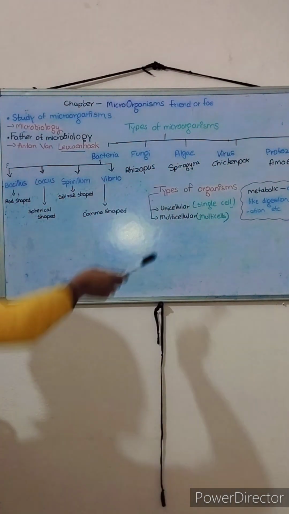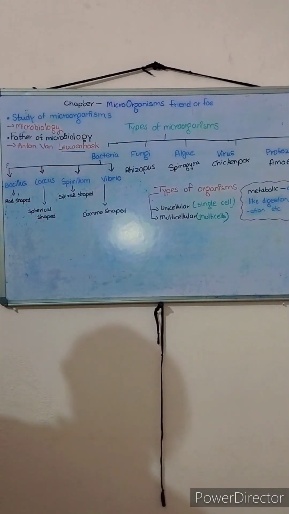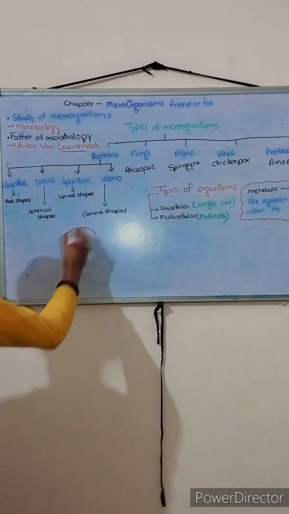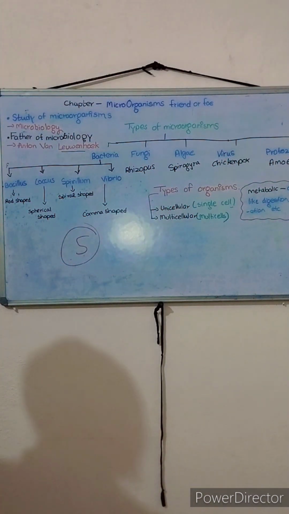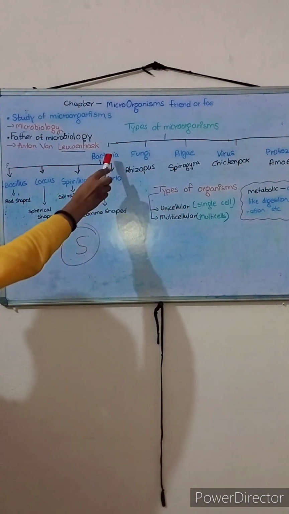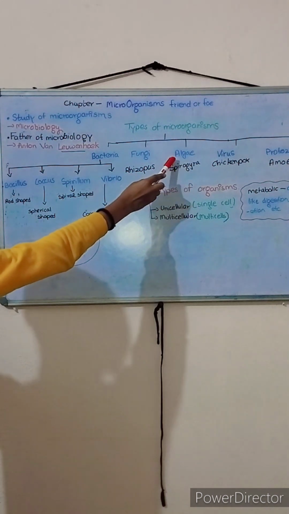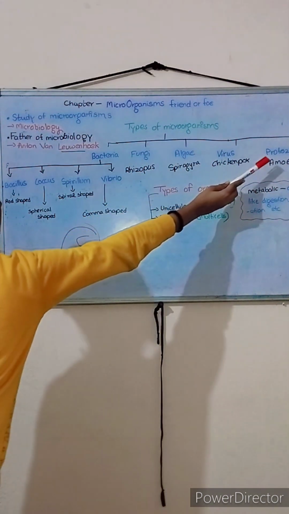So now let's study the types of microorganisms. There are basically 5 kinds. How many kinds? 5 kinds of microorganisms. And here we are going to see their names: bacteria, fungi, algae, virus, and protozoa.